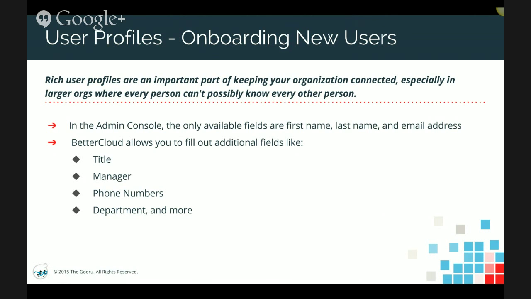With BetterCloud, you can have that information pushed to all of your users to appear in their Google directory. You can even push it to mobile devices and really build out that rich contact directory with all the appropriate information on all of your users so that they're getting the most up-to-date, complete information.